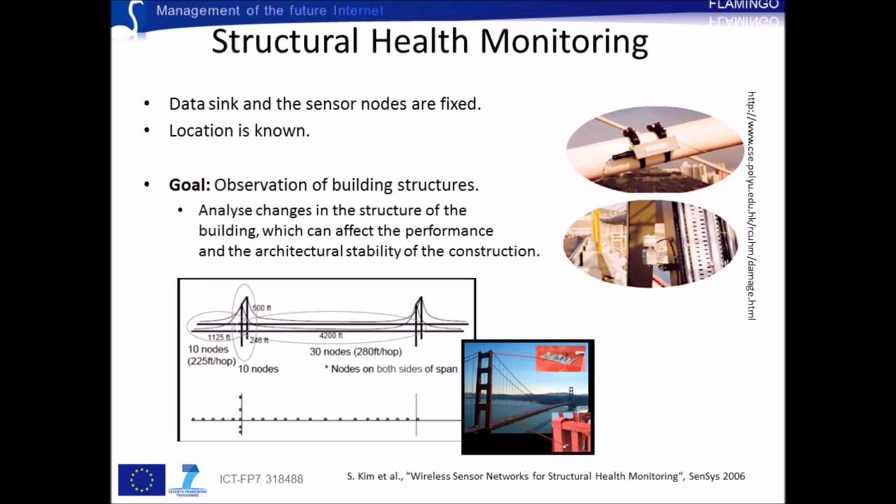The goal here is the observation of building structures, for example on bridges and skyscrapers. Analyzing changes in the structure of the building which can affect the performance and the architectural stability of the construction is the goal of the research. Examples can be found in Asia, looking at skyscrapers, or in the US, looking at bridges, as shown here with the example of the Golden Gate Bridge in San Francisco.